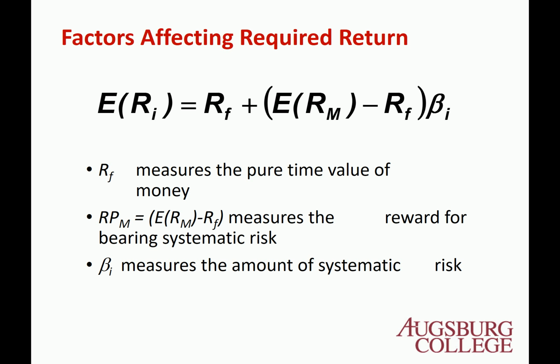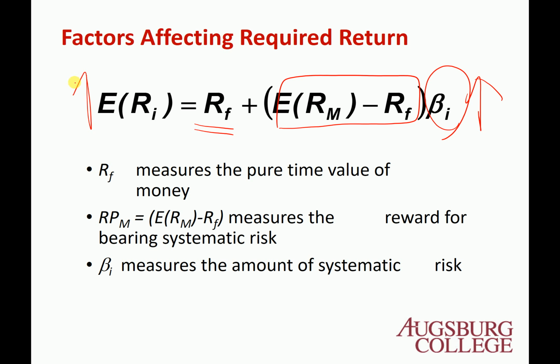So what factors affect the required returns? Number one, the risk-free rate. The risk-free rate is the time value, because you don't take any risk. The second one is the market risk premium, the reward for bearing the systematic portion of the risk, right? And then there's the amount of the systematic risk. So if beta is high, then you expect the return to be high.